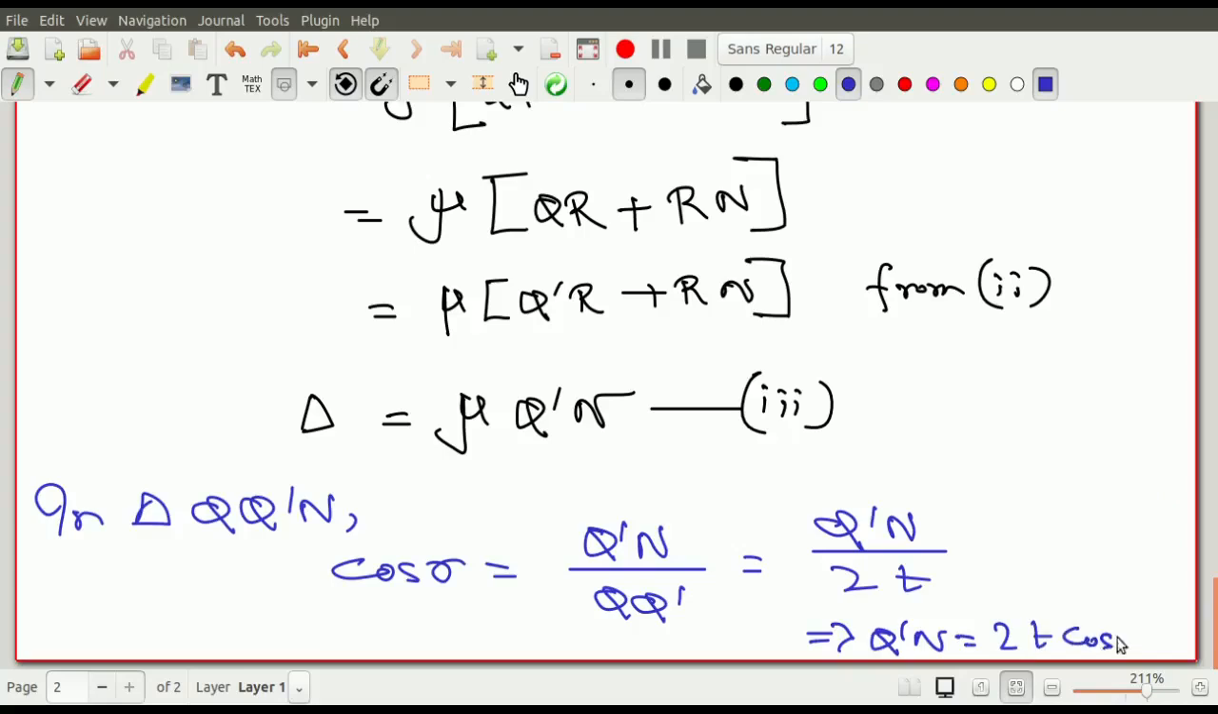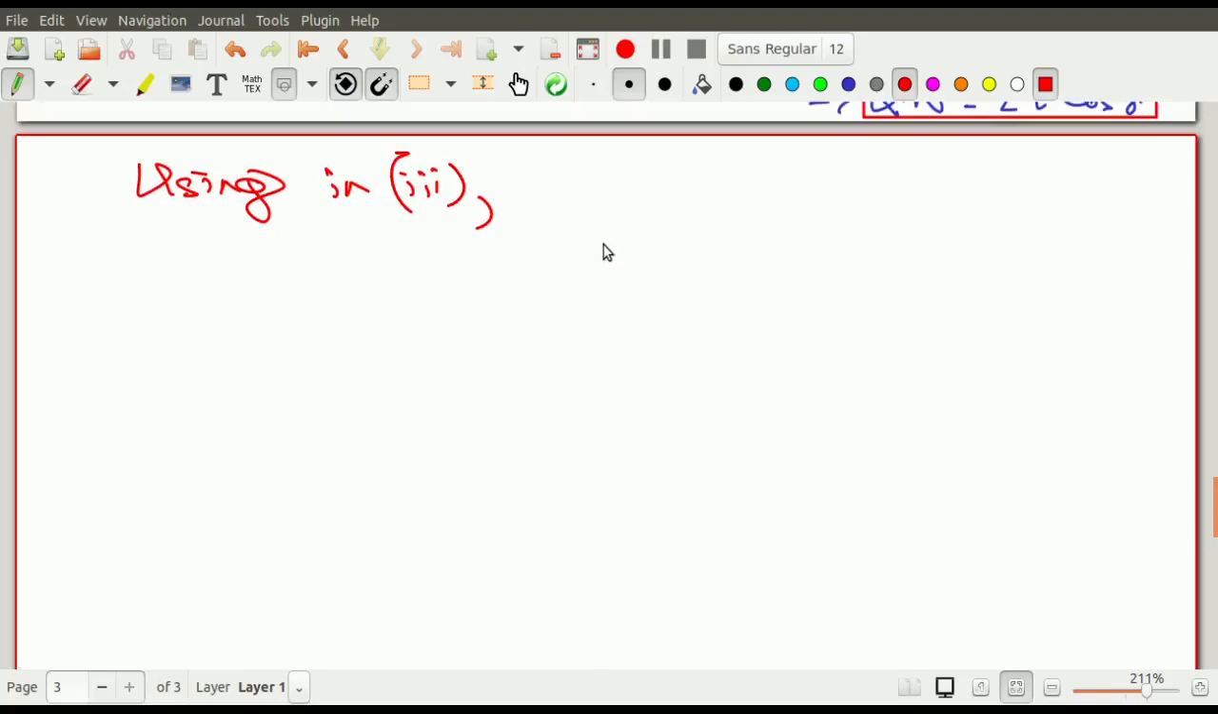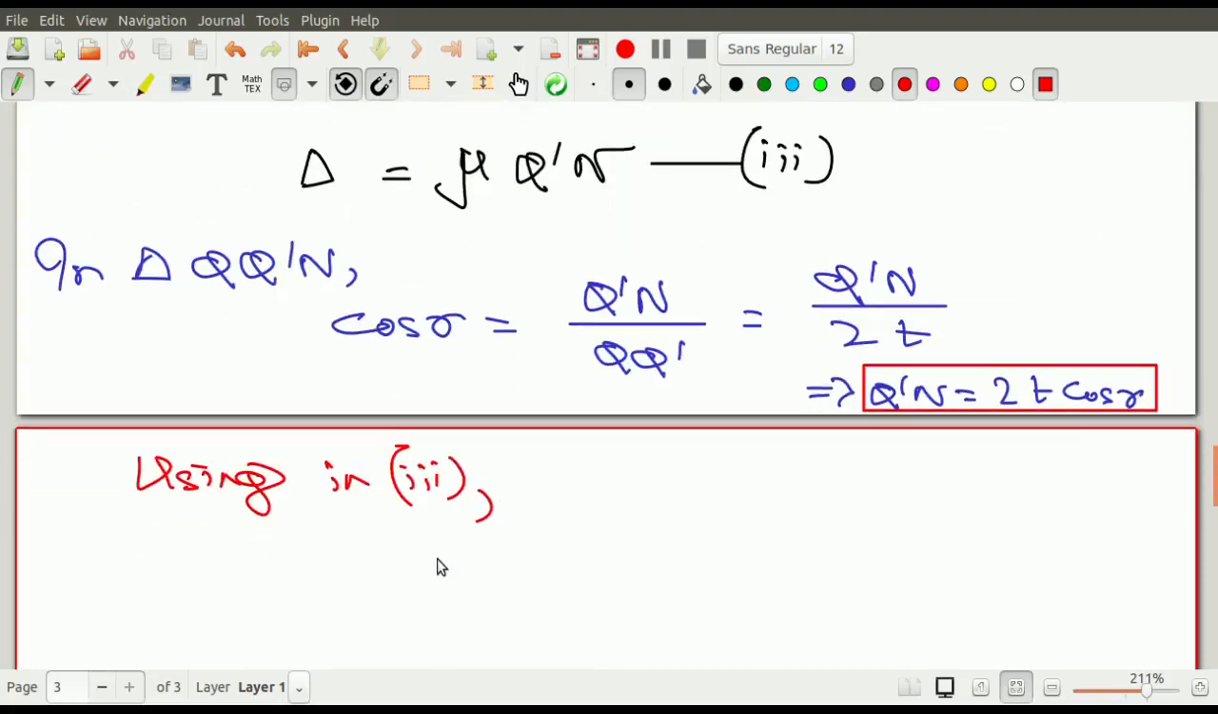Let us use this value finally in equation number 3. Calculation is over, so using it in equation 3, what do I get? So delta comes out to be mu times twice t cosine of r.